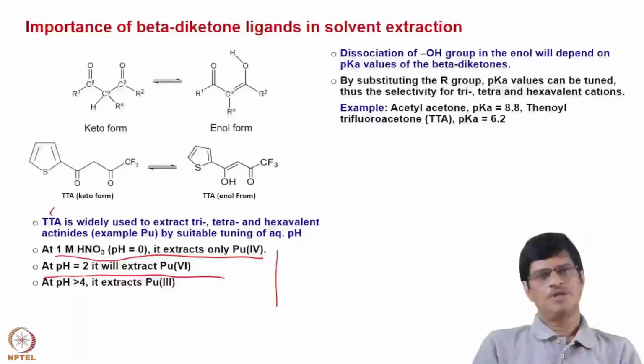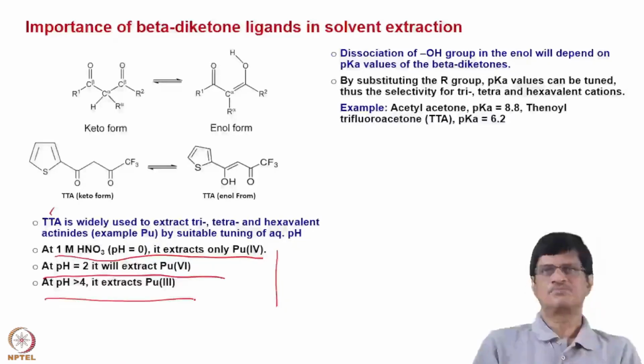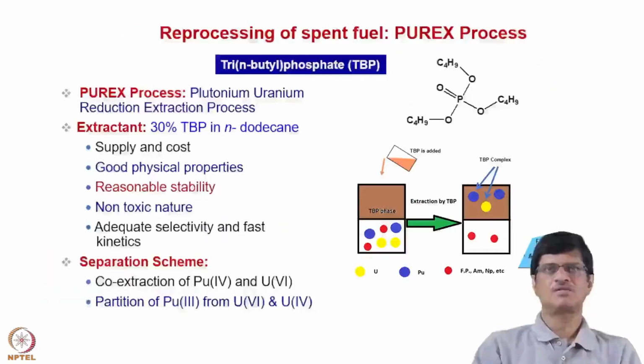That is how, by TTA extraction, plutonium-6 can be separated from the aqueous phase, and finally whatever you are having in the aqueous phase is the plutonium 3, or you can simply extract the plutonium 3 into the TTA phase by pH value around 4 to 5. So if you go beyond pH 6.2, then it will have hydrolysis of TTA as well, and that will create problem for the metal ion extraction.